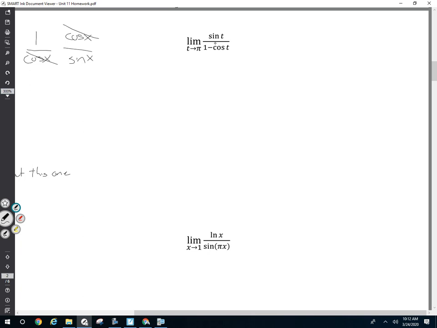This one definitely does work, I believe. I think we'll have to take the derivative twice. Plug in pi, I get 0 over 1 minus cosine pi. 1 minus the cosine of pi is 2, negative 1 subtracted. This is 0 over 2. This is 0. This has a value. This is my answer. No L'Hopital's needed.